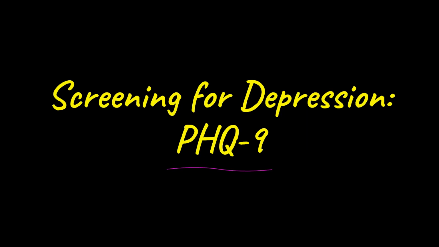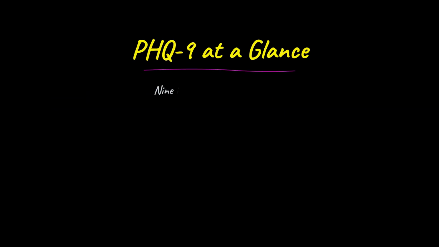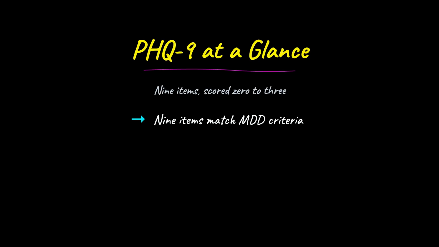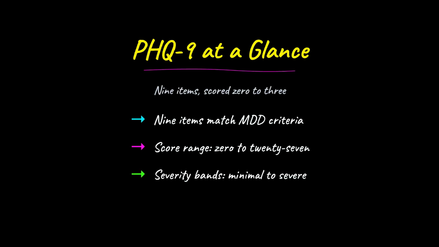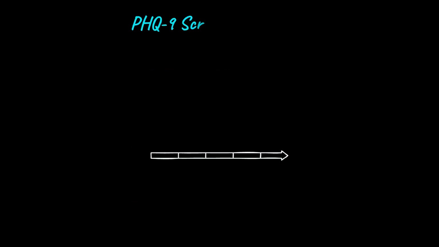Let's look at why the PHQ-9 exists and what makes it the right tool for depression screening in primary care. The PHQ-9 has 9 items tied directly to the diagnostic criteria for major depressive disorder, scored 0 to 3 based on frequency over the past 2 weeks. The total score, 0 to 27, maps to severity bands from minimal to severe, and the shorter PHQ-2 covers just the first 2 items as a quick initial screen.